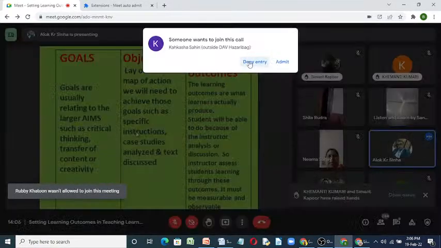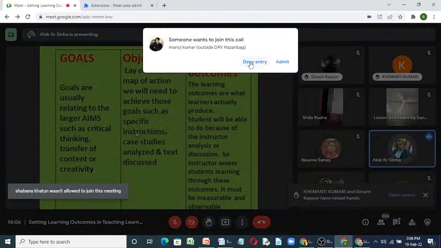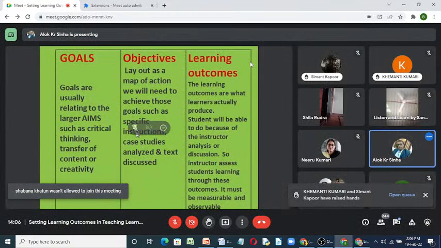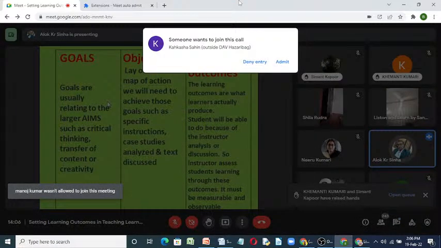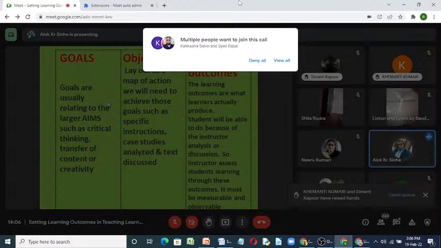So let us see what they mean and how they are different from each other. So the first one is goal. Goals are usually relating to the larger aims such as critical thinking, transfer of content, or creativity. And objectives are laid out as a map of action we will need to achieve those goals, such as specific instructions, case studies analyzed, and texts discussed. And the last one is learning outcomes.